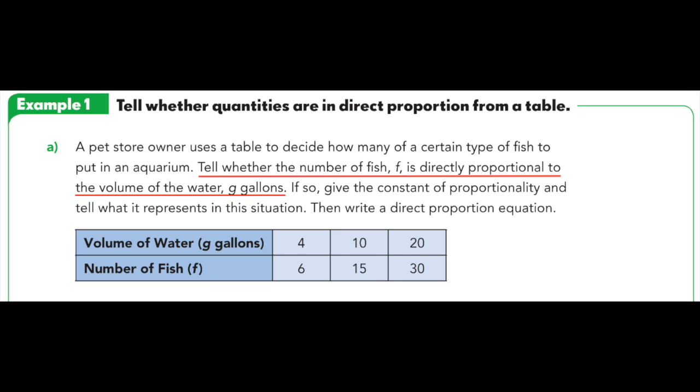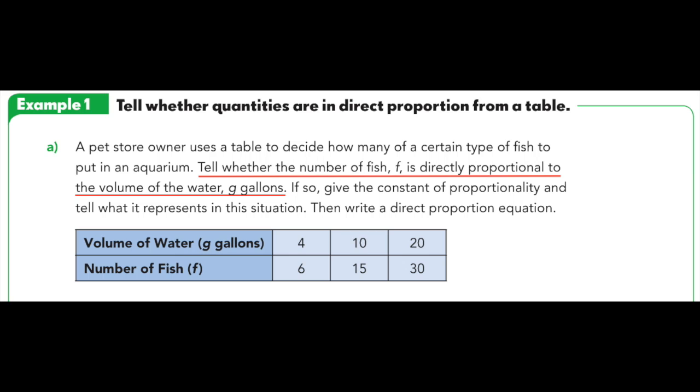In this example, we are trying to tell whether the quantities are in direct proportion. Unlike the last example, we are not given our y and x values. When we read through this, we will break down the underlined sentence to help us determine what our y value and what our x value are going to be.